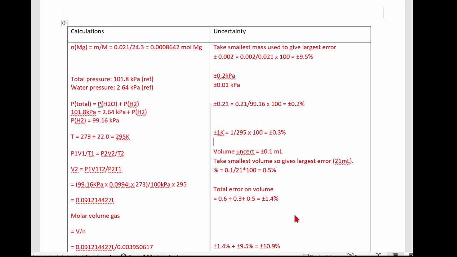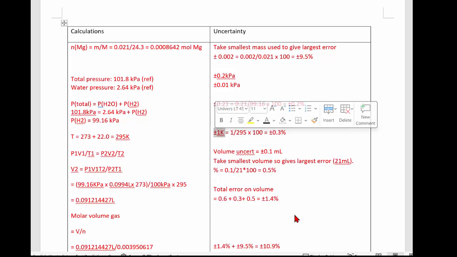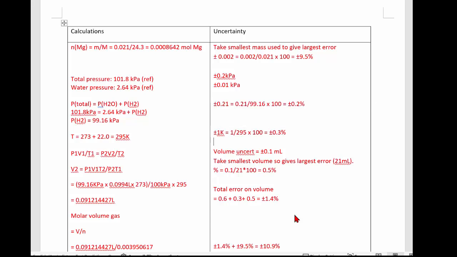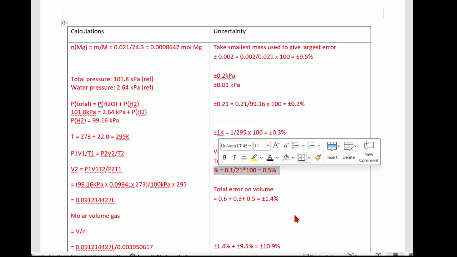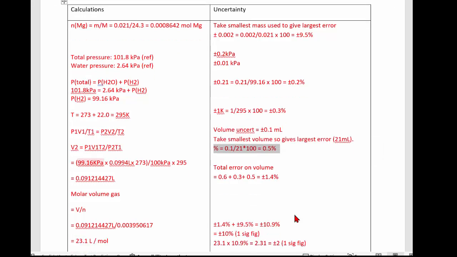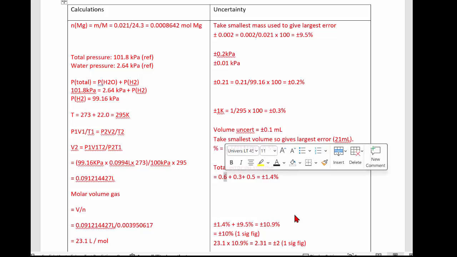in 2s. Okay, so that was a little bit strange as well, which I didn't mention before. That gives us a plus or minus 0.3%. That one I've already talked about. The only difference is we take the smallest volume again to get the largest error, so that's 0.5%.